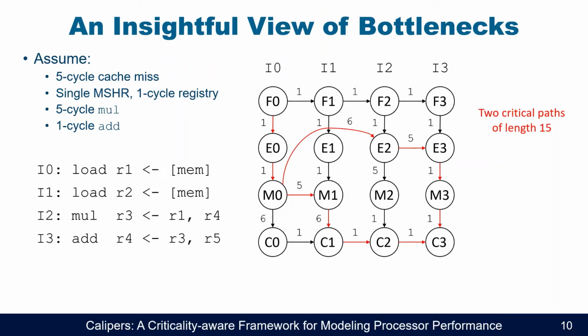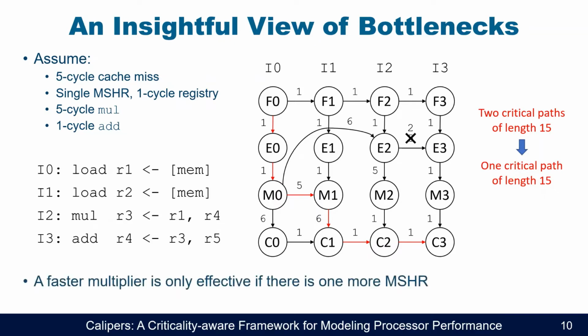Graph analysis shows that there are two critical paths in the graph with a length of 15. If the multiplier is optimized to take 2 cycles instead of 5, there will still be a critical path of length 15. This optimization doesn't work because of the structural hazard introduced by the single MSHR. Now, if we have another MSHR, the resource dependency between the two loads is broken, and we will have an optimized critical path of length 12. As we can see, the graph-based representation provides more insights in comparison to conventional performance analysis numbers.